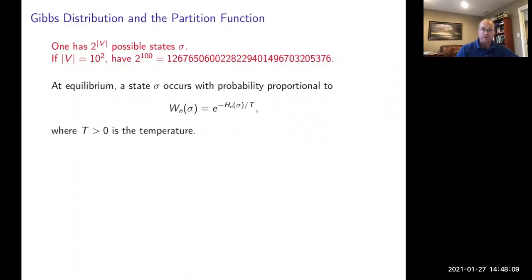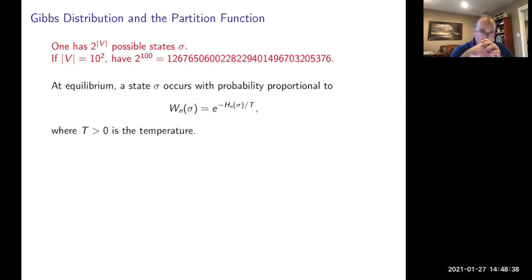And the assumption, the Gibbs-Boltzmann hypothesis, is that a state sigma occurs with probability proportional to this Gibbs weight, Wn. Everything's indexed by n. You have gamma n plus 1, these bigger and bigger lattices. And the probability of sigma is proportional to Wn, which is e to the minus energy of sigma divided by temperature. It's the first place where temperature comes into the story.